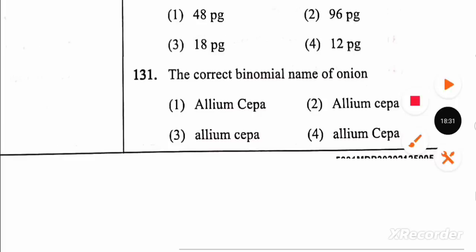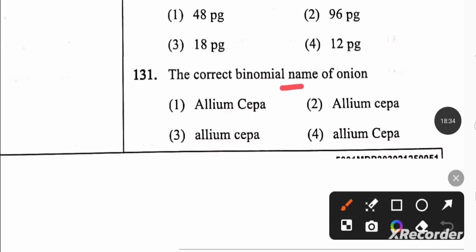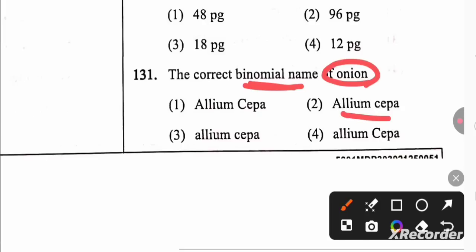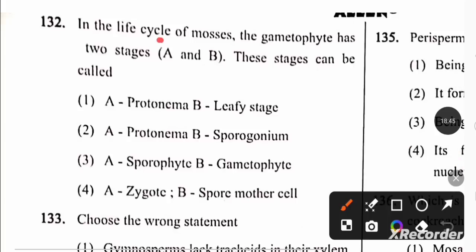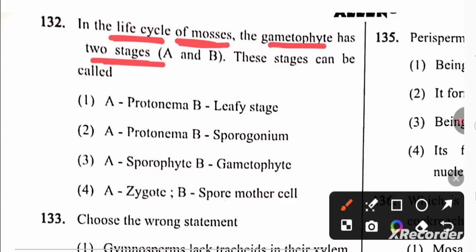Next question is very easy. The correct binomial name of onion is Allium cepa. According to binomial nomenclature, Allium cepa is the right one. Option 2 is the right one. Let us move to the next question, children. In the life cycle of mosses, bryophytes, the gametophyte has two stages. One is the protonema stage, another one is the leafy stage. So option 1 is the right answer for this question.